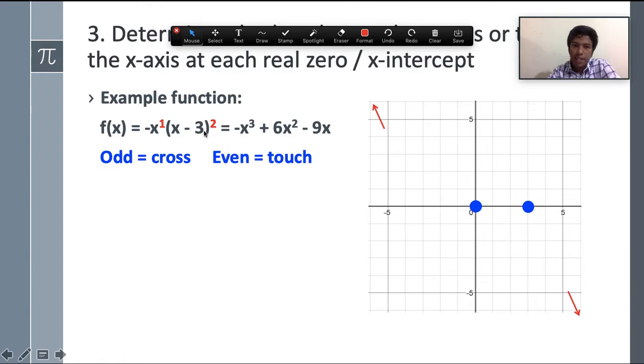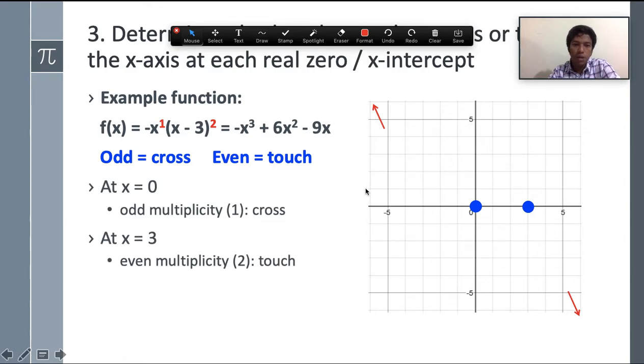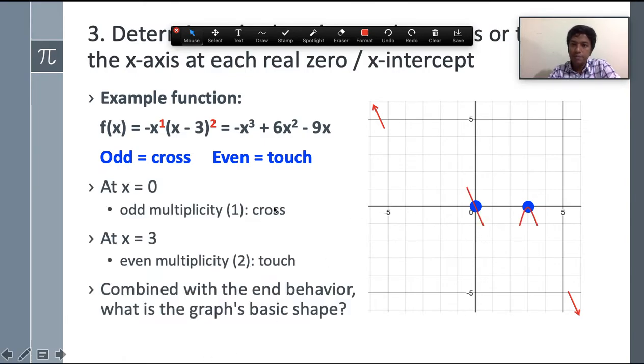And for the x minus 3, multiplicity is 2. 2 is an even number. That means here the graph will touch. So from this we know these two things. It's written here. See, so the graph will be like this. This is our cross, this is our touch.